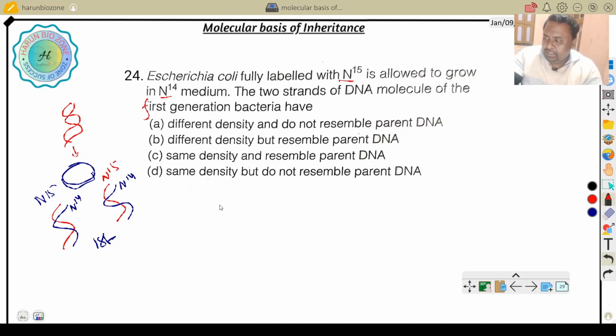So the right option is B, different density but resemble parents. Different density means N14 and N15. Different density means if the DNA is centrifuged, then one strand is N15 and another strand is N14. So different density but resembles the parent DNA. B is the correct option.